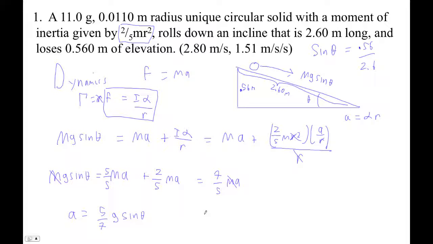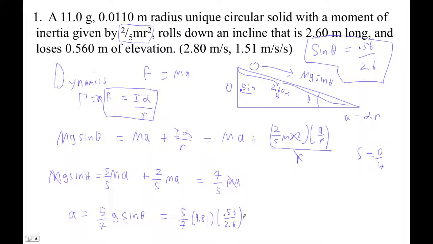Now it even gets better than that, because remember, sine theta is, remember SOHCAHTOA, sine is opposite over hypotenuse. So here's our opposite side, here's our hypotenuse. And so it's just literally 0.56 over 2.6. So that equals 5/7 times 9.81, and then sine of theta is just 0.56 over 2.6. That's a lot to remember. I think this way is harder, but some people like this, you know.